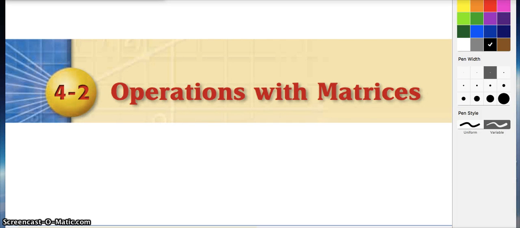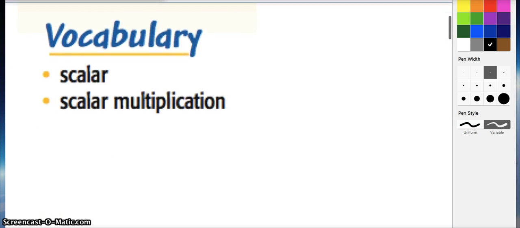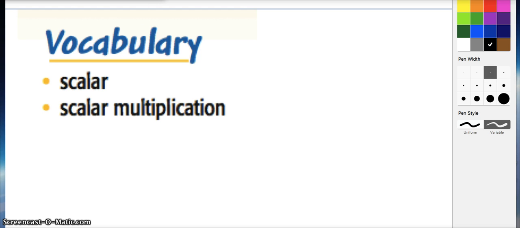Hey guys, we are in section 4.2. We're looking at operations with matrices, and this is algebra 2. Our vocabulary is not too long today. We have scalar and scalar multiplication.